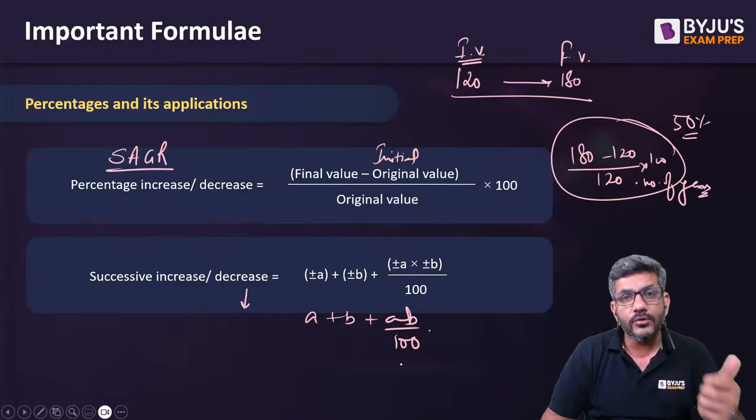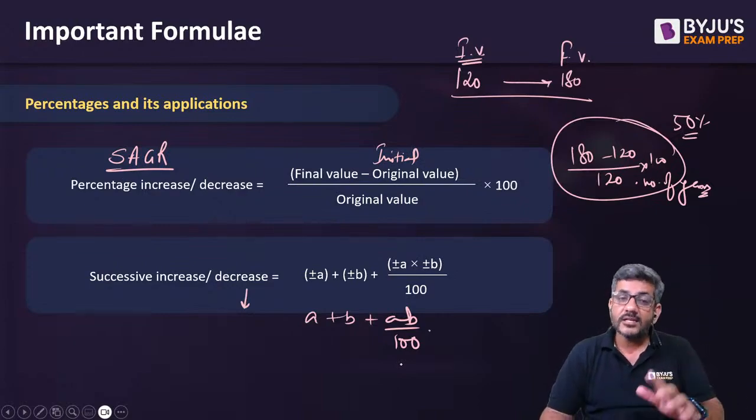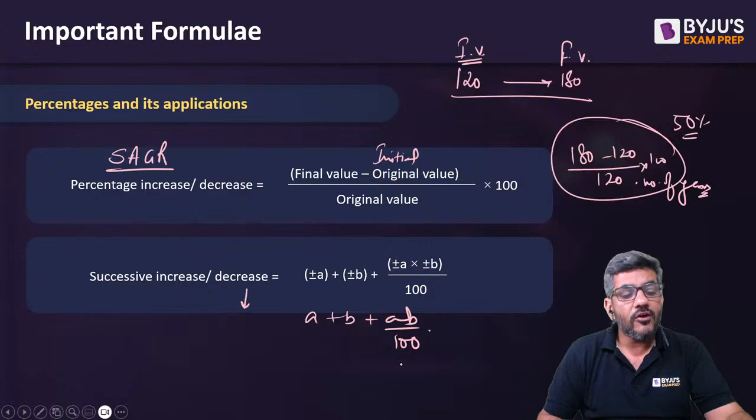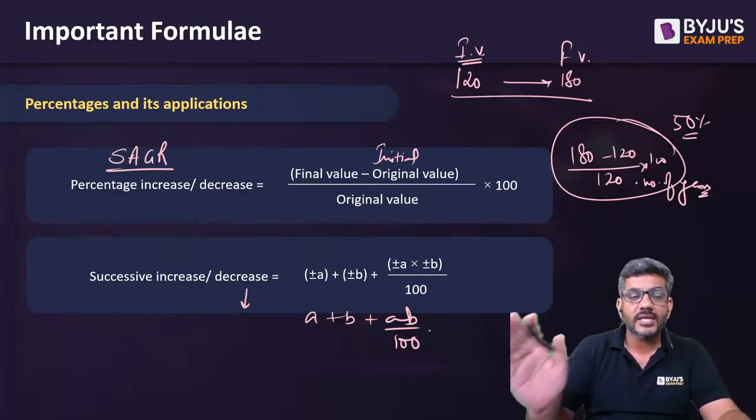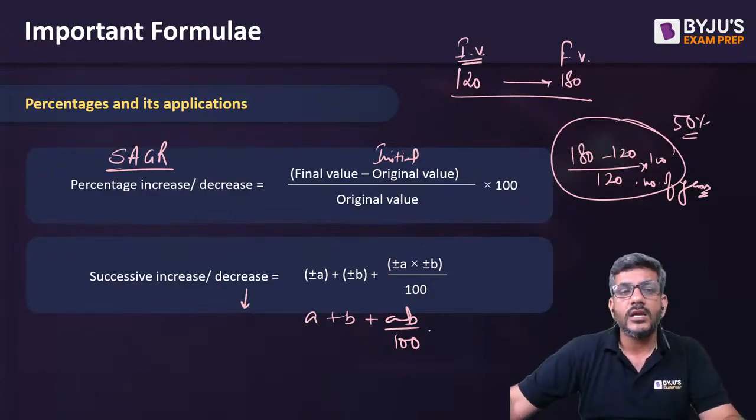Increase है तो it will be used with the positive sign, decrease है तो it will be used with the negative sign. फॉर्मूला यही यूज होगा, a plus b plus ab divided by 100. That's how you calculate the successive percentage change in a value.